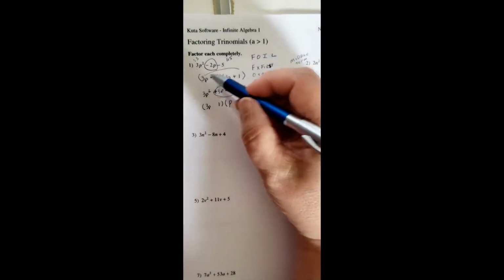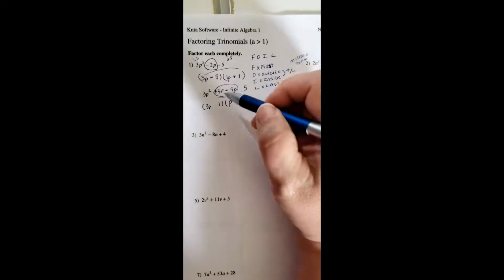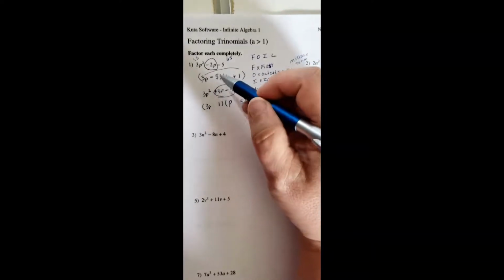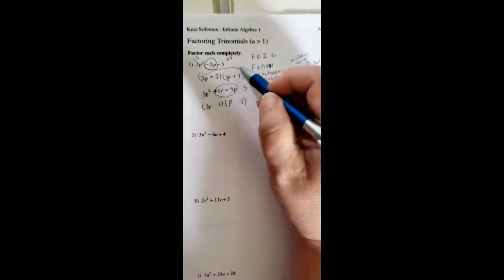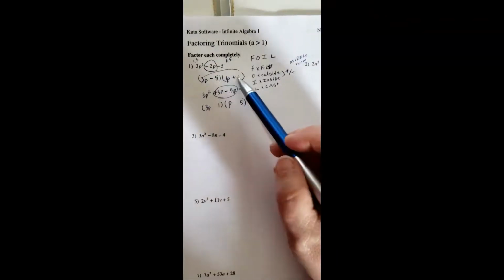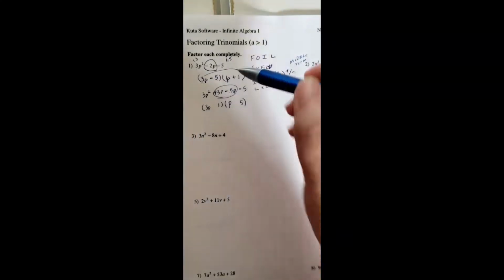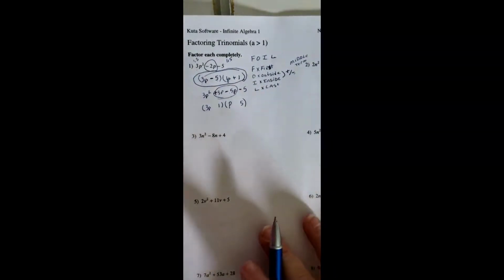If I do that, first times first is still 3p squared. Outside times outside is still positive 3p. Inside times inside is still negative 5p. But last times last is a negative 5. Is this the original problem? Yes, it is. So I had two choices, and it turned out I got lucky. The first one that I picked was actually the answer for the problem. So there's my factors.